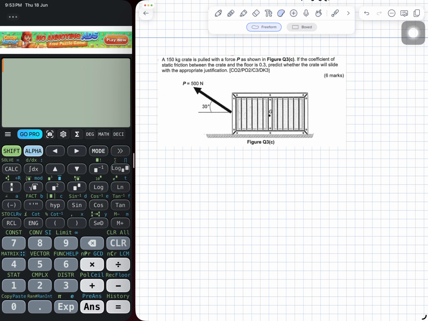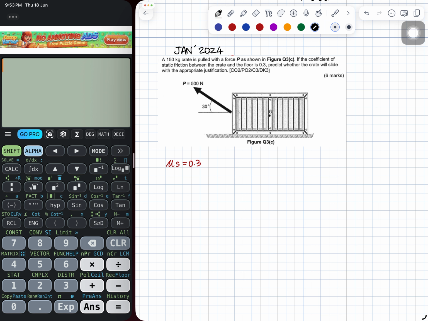So we are going to solve this problem from January 2024. Right, so we have a 150 kg crate pulled with a force P, which is P equals 500 Newton. And given here the mu S is equal to 0.3. Predict whether the crate will slide with the appropriate justification.